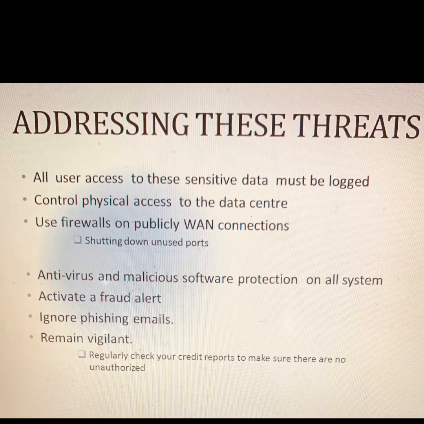Use firewalls on public connections, like shutting down unused ports, having antivirus and malicious software protections on all systems, activate a fraud alert, ignore phishing mails, and lastly, the company needs to remain vigilant. They need to regularly check their credit reports to make sure they have no unauthorized access. So if companies use some of these measures, then they might be able to cap the threats to their companies and the information that can be leaked.